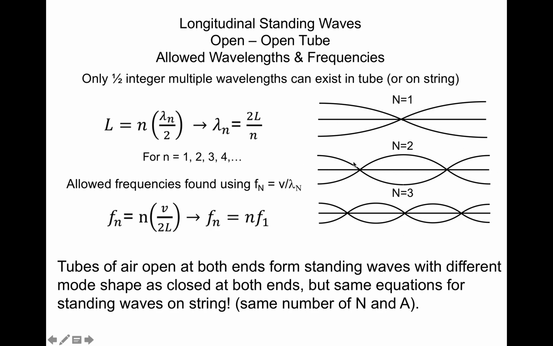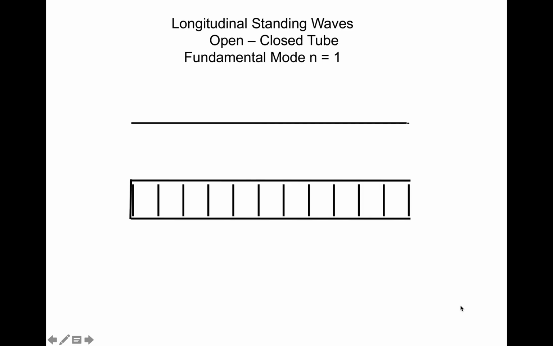So the symmetry is a little bit different. It's sort of symmetric, but now we have antinodes at each end. Still, the mathematics is the same. Different mode shape for the tube closed at both ends and the string, but the same equations for the standing waves. Here is where things get interesting.